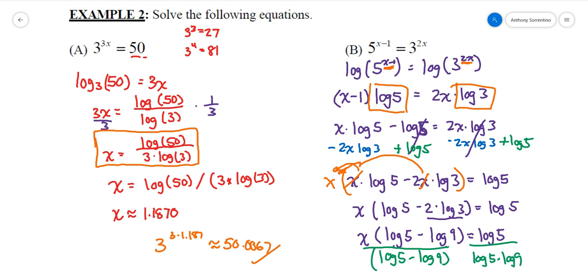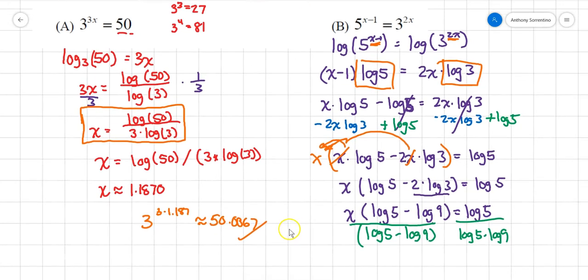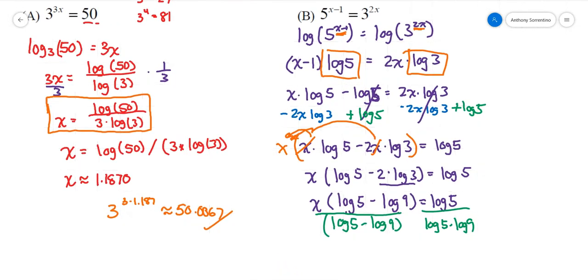And scooching this down a little bit, that would leave me with x equaling the log of 5 over the log of 5 minus the log of 9. Please don't do any cancellation saying, well, I have a log 5 on top and a log 5 on bottom. This term here has no log 5s in it. You would not be able to cancel them.